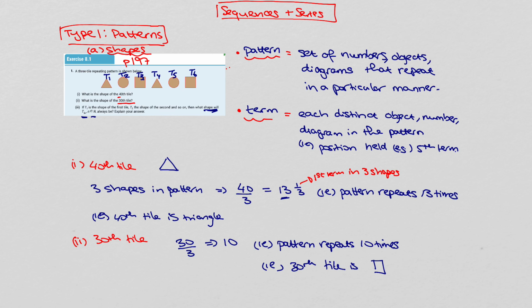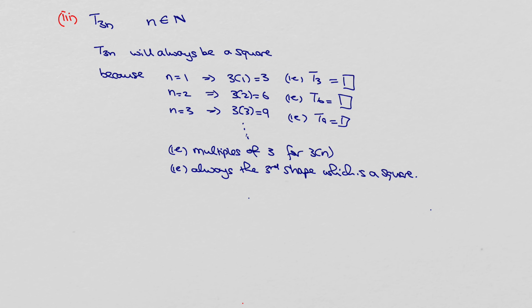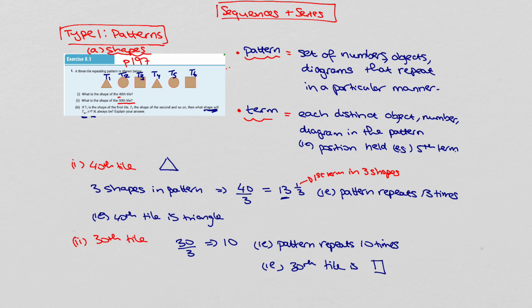So in other words, the fifth term is the position that that object or shape or number holds in the particular pattern. So we saw here that we had a pattern of a triangle, circle, square, and that pattern then began to repeat itself again. So triangle, circle, square. In the second part, then we were establishing whether the third term would always be a square and why. And we were able to see if subbing in for n, an element of the natural numbers, that we were always looking at multiples of 3, and therefore the third term will always be the square.